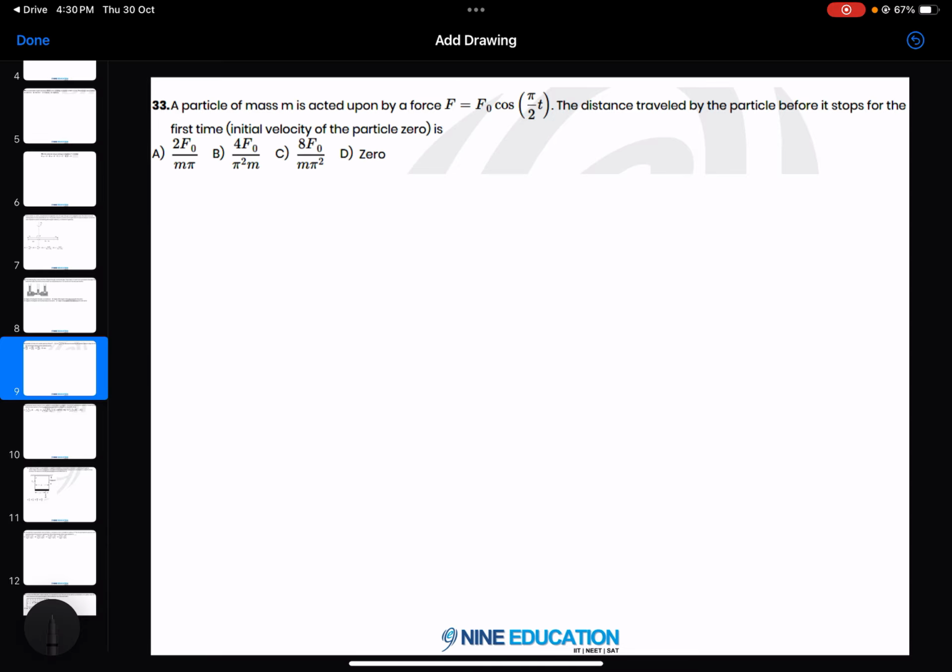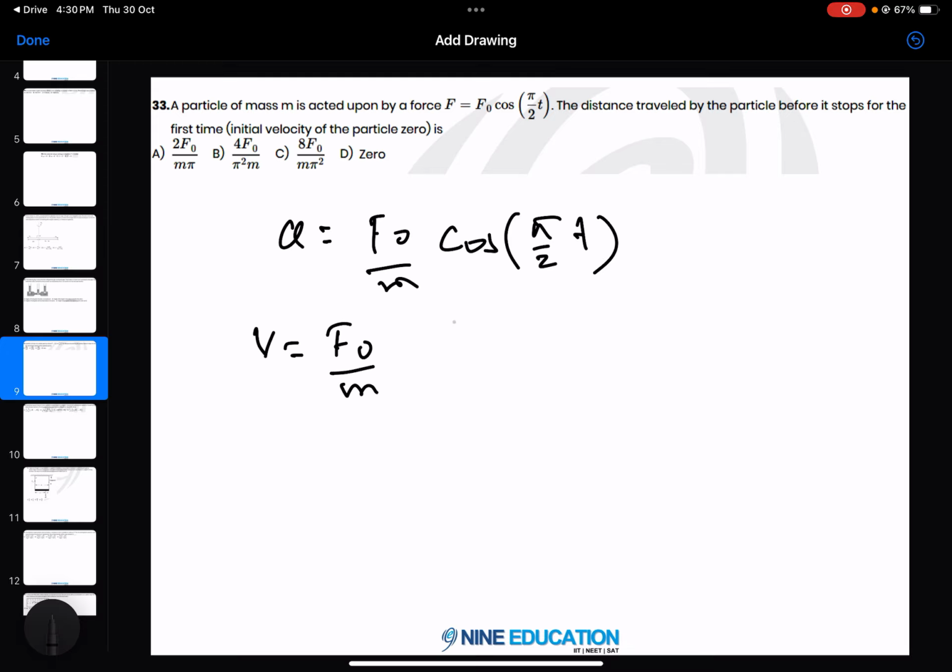Now force is given as a function of time, and we need to calculate distance. So acceleration is F0 by m cos (pi by 2 t). To find velocity, we will integrate once: F0 by m. Integration of this will be sine (pi by 2 t) divided by pi by 2. So by pi by 2, I am writing it here as 2 by pi.